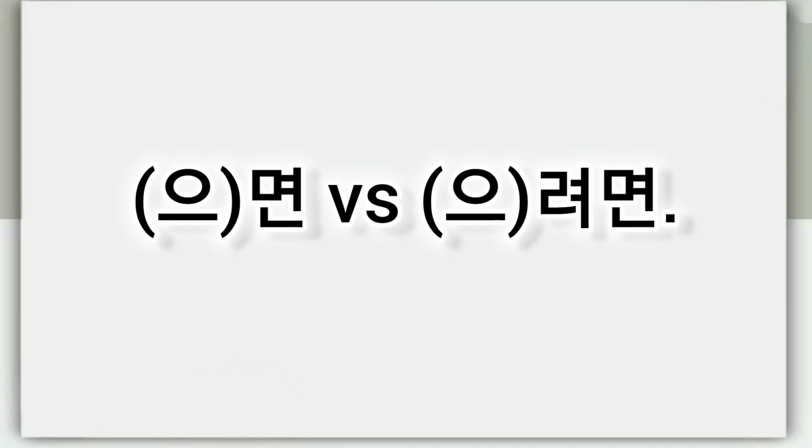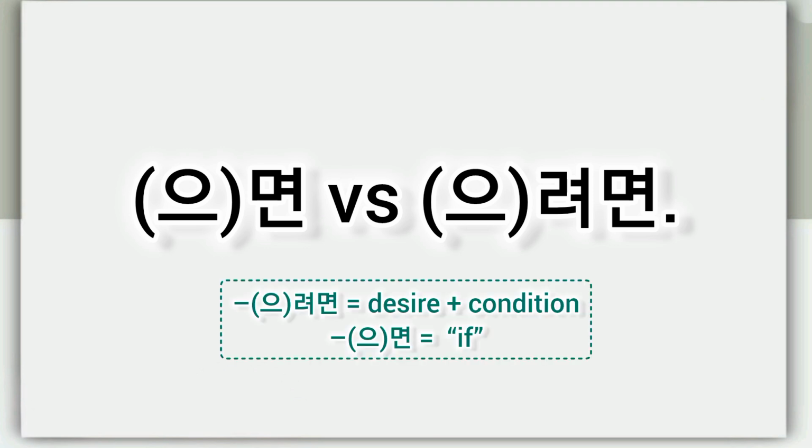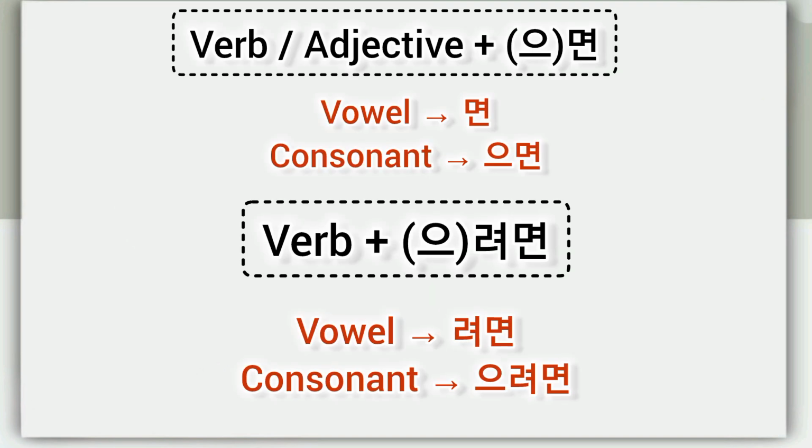Umyan and Uryaman. In today's video, we will learn about the usage of Umyan and Uryaman. Uryaman is used if someone wants to do something, a condition must be fulfilled to achieve that goal. Umyan simply means if there is no desire needed. Let's look at the basic structure of Umyan and Uryaman.